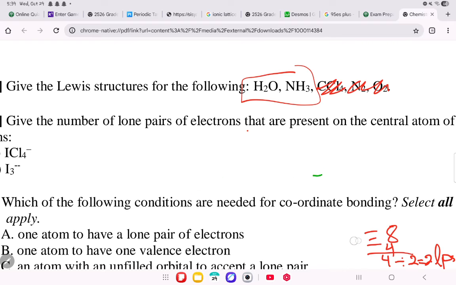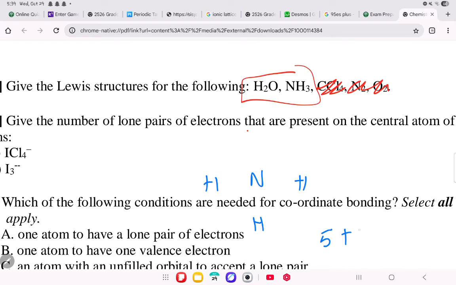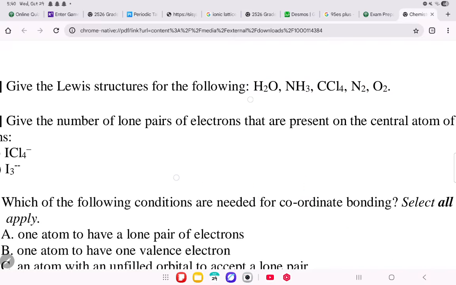Now, NH3, you choose N to be the central atom because hydrogen cannot. So you have hydrogen here, hydrogen here, hydrogen here. Nitrogen is group 5 plus 3 times 1, which is 3. So that's going to be 8 minus. How many electrons did we use in the single bonds? We used 6, so that's going to be 2 divided by 2. So it's going to be 1 lone pair. We never put it on the hydrogen, so it's going to go on the nitrogen. And this is what it looks like.